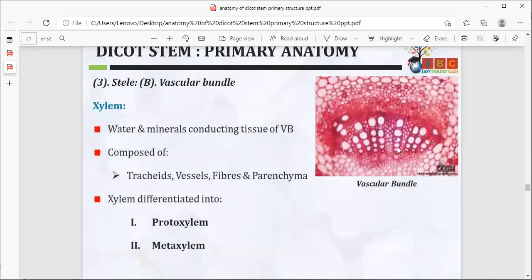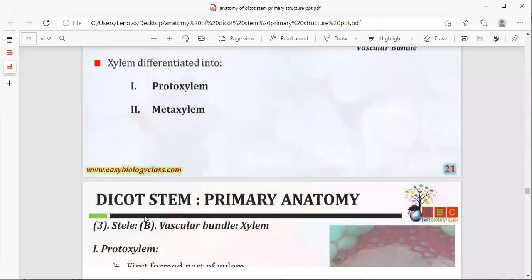This is the vascular bundle, and we can find the xylem here. The larger one we call metaxylem, the smaller one is called protoxylem. Protoxylem is inner, towards the pith region, whereas the metaxylem is towards the phloem region. What is the main function of xylem? It is used for water and mineral conduction. These xylems are made up of tracheids, vessels, fibers, and xylem parenchyma. So these are the two types, proto and meta.